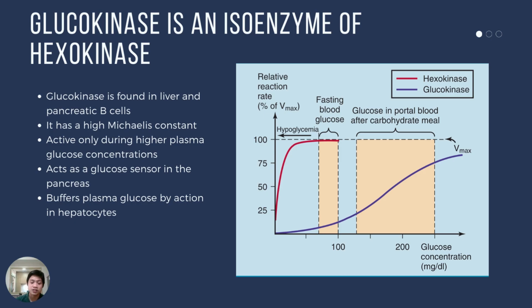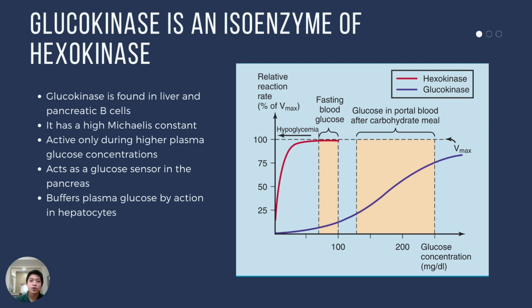sensor in the pancreas. You have to understand that the response of the beta cell of the pancreas would be to release insulin when there are high levels of glucose in the blood. And that is achieved by the action of glucokinase, which is active only at high levels of glucose. Therefore, it can act as a glucose sensor.